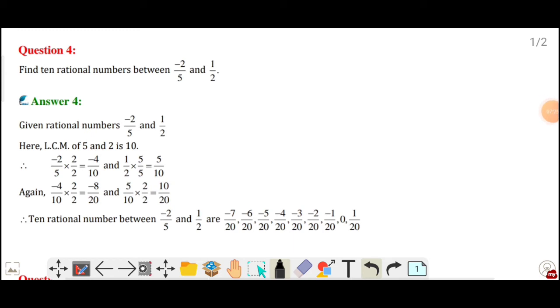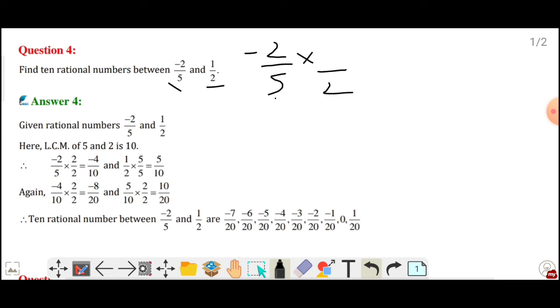How to solve this one? First, I will observe the denominator numbers. That is a 5. Here 5 is there, here 2 is there. First, I need to make the denominator the same. How to make these two the same? I will take minus 2 by 5 and I will multiply and divide by 2.